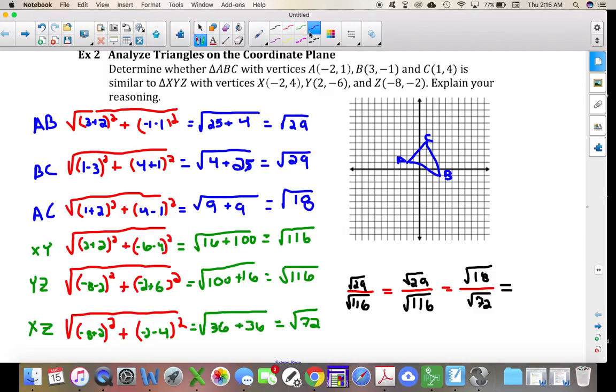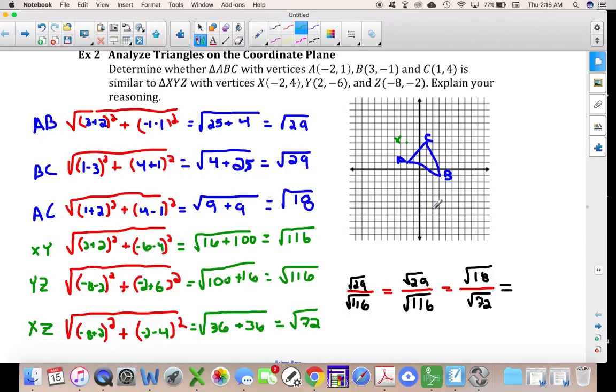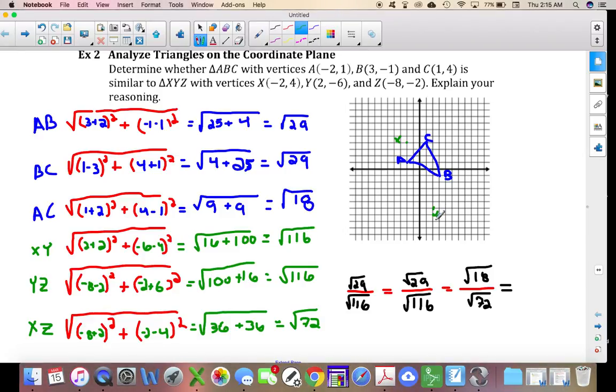And then XYZ is -2, 4. That's X. Y is 2, -6. And Z is -8.